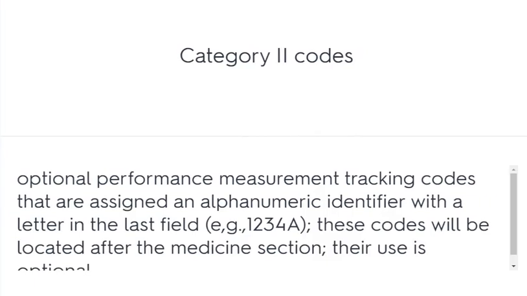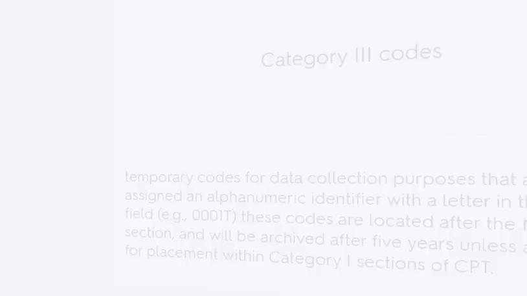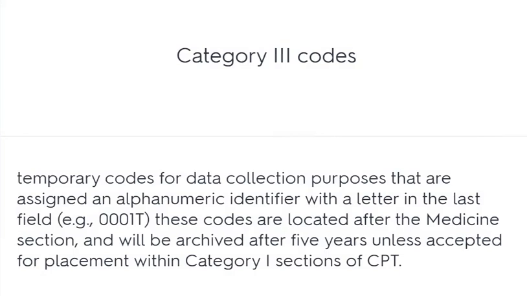Category II codes, optional performance measurement tracking codes that are assigned an alphanumeric identifier with a letter in the last field. These codes will be located after the medicine section. Their use is optional. Category III codes, temporary codes for data collection purposes that are assigned an alphanumeric identifier with a letter in the last field. These codes are located after the medicine section and will be archived after 5 years unless accepted for placement within Category I sections of CPT.